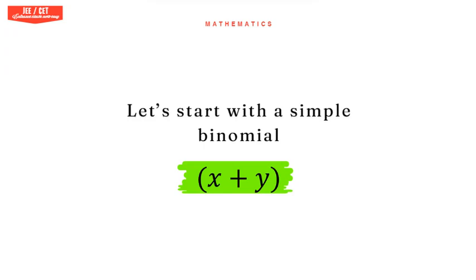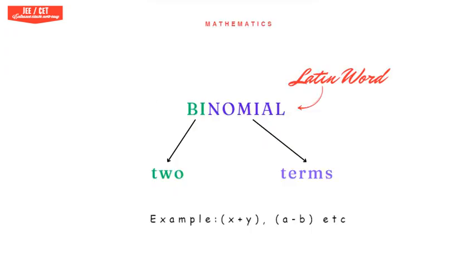Let us start with a simple binomial x plus y. It is binomial because it has two terms x and y connected by addition. The binomial is a Latin word. Bi means two and nomial means terms. For example, x plus y, a minus b, etc.